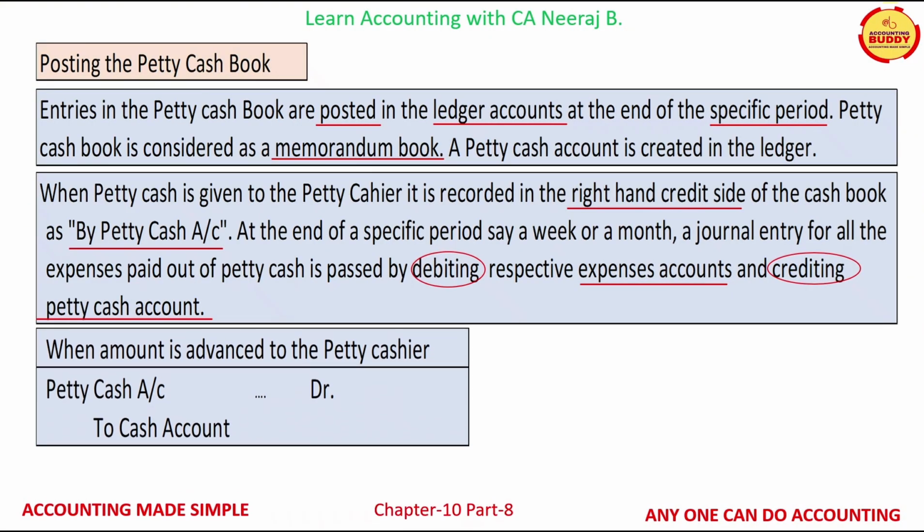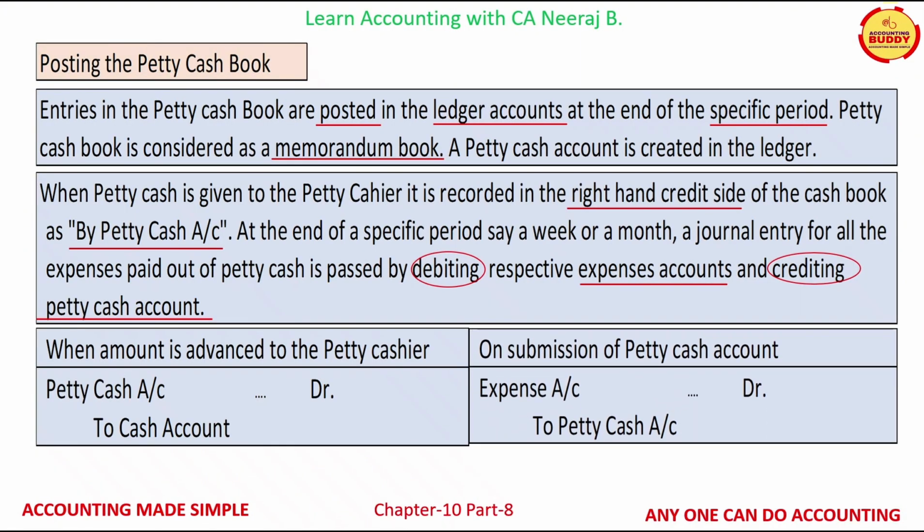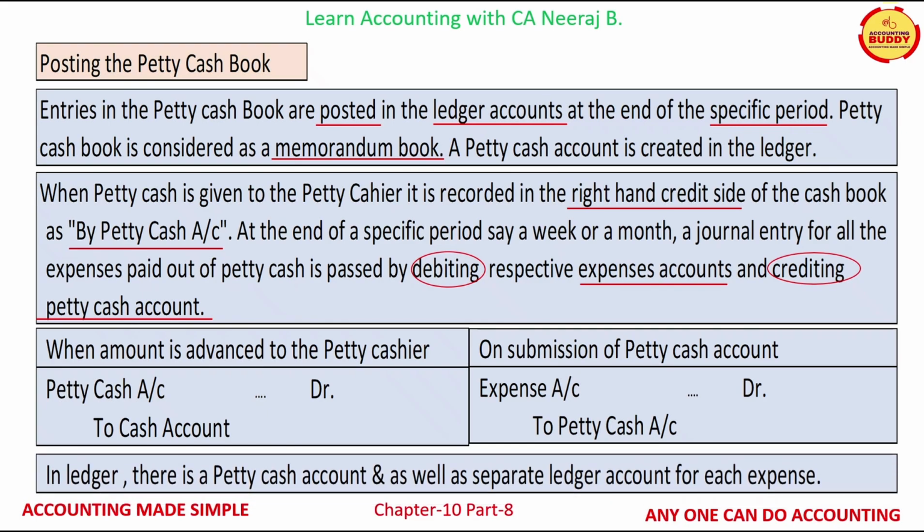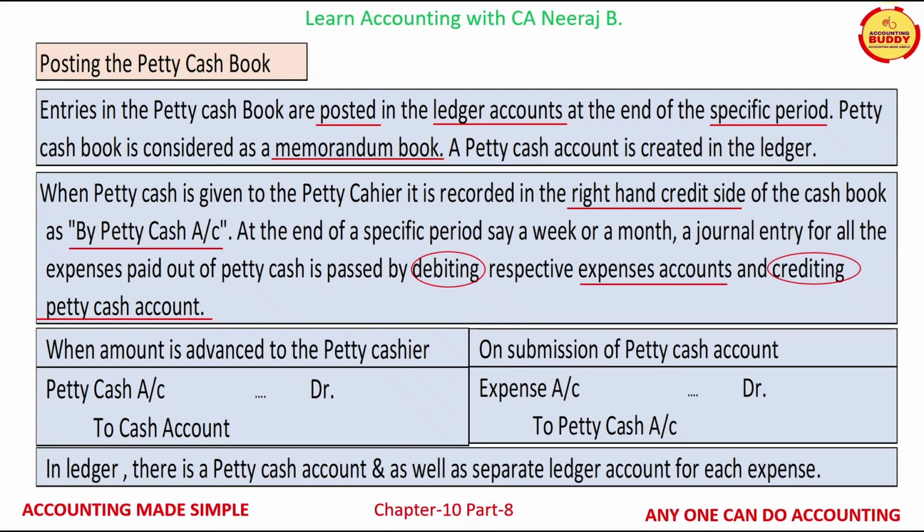When cash amount is advanced to the petty cashier, the below entry is passed in the cash column of the cash book. Debit petty cash account and credit cash account. And when the petty cash expense account is submitted, the below entry is passed. Debit expenses account and credit petty cash account. In ledger, there is a petty cash account and a separate ledger account for each expense head.